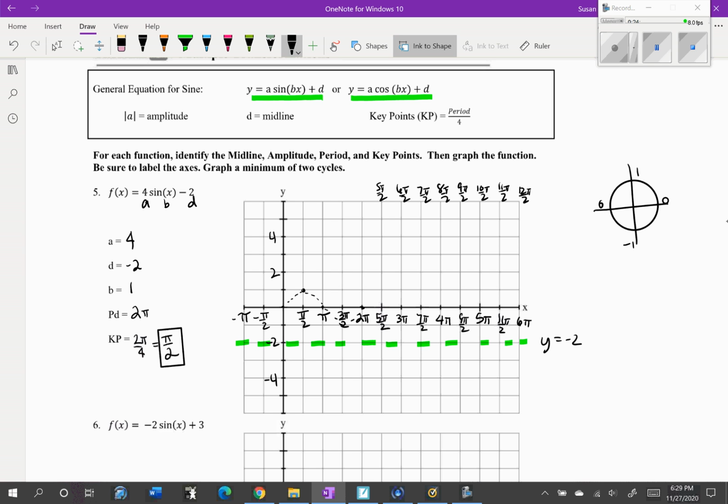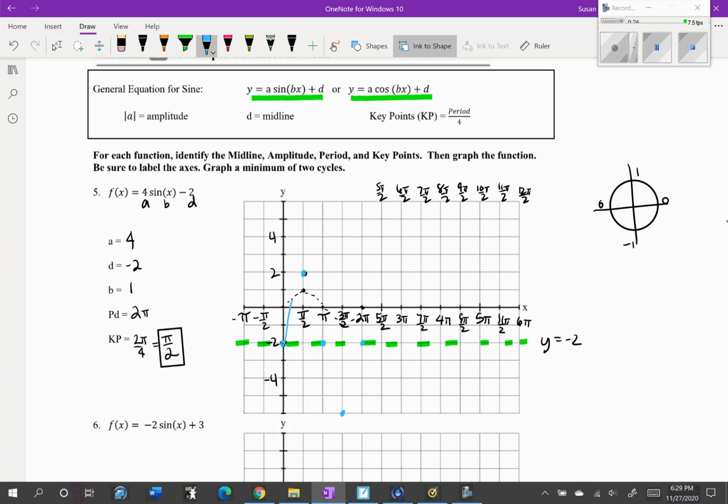So this first point is going to move down 2 to here. This point moves down 2 to here, but remember, we're changing the amplitude to 4, so if I count from the midline up 1, 2, 3, 4, that gives me my new point. Maybe I should use a different color here. And then here we're going down 2, stays on the midline. This one's 1 below the midline, so this is now going to be 4 below. 1, 2, 3, 4. And then at the midline.